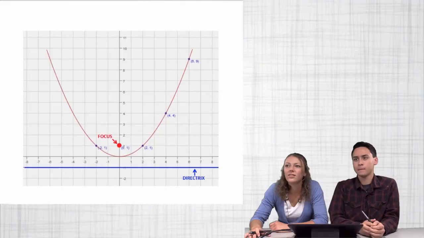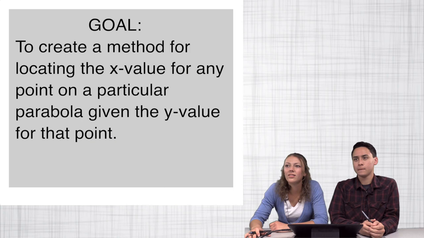In the last lesson, Sasha and Keoni worked with the parabola that you see here. When the teacher provided the y value of a point on the parabola, like y equals 7, Sasha and Keoni were able to find the x value for that point. In this lesson, they will generalize what they did in lesson 2 to create a method for finding the x value for any point on this parabola, given the y value of that point.